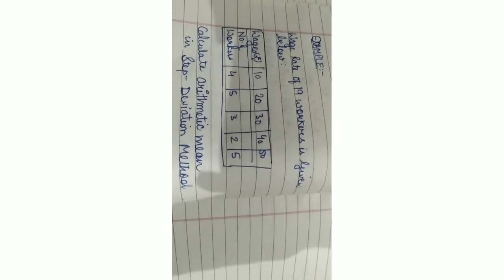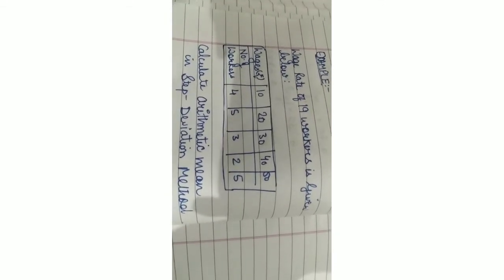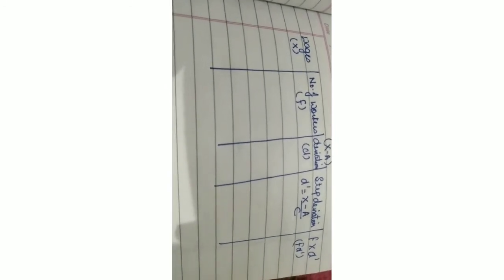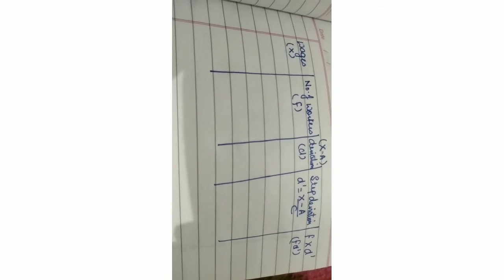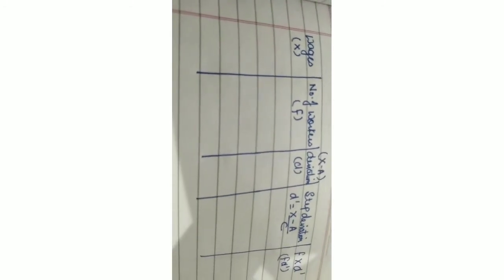The example says the wage rate of 19 workers is given below. You have to calculate arithmetic mean by step deviation method, where wages and number of workers are given. So now we will consider a table and make it clear that our wages are our x, the number of workers are our frequency, deviation is the subtraction of assumed average from the given x, and for the step deviations we have the formula d dash, which is equal to deviation divided by common factor, and we also have to find the sum of f into d dash.